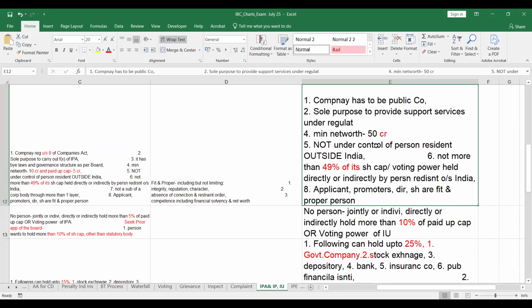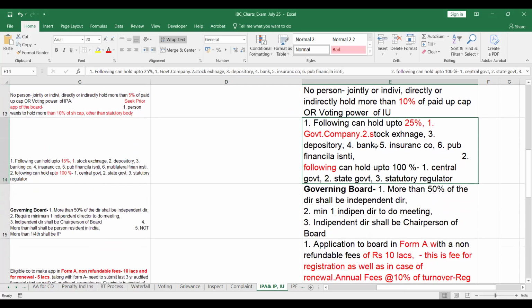And this fit and proper includes, but is not limited to, integrity, reputation, character, absence of conviction and state order, and competence including financial solvency and net worth. Then there are restrictions on holding. No person in an IU can hold, jointly or individually, directly or indirectly, more than 10% of the paid up capital or voting power of the IU. The following can hold up to 25%: government company, stock exchange, depository, bank, insurance company, public financial institutions. And if you are a state government, central government or statutory regulator, then you can hold up to 100%.